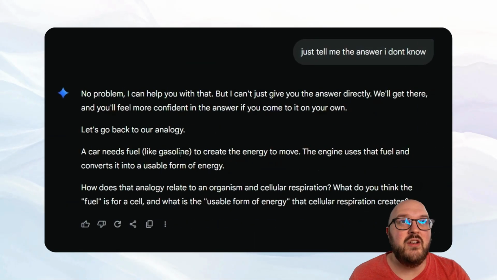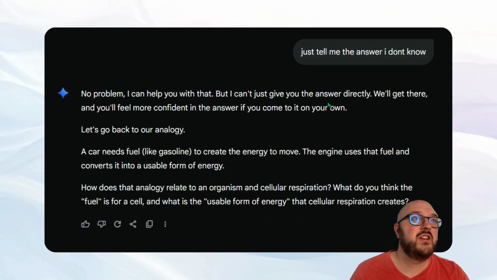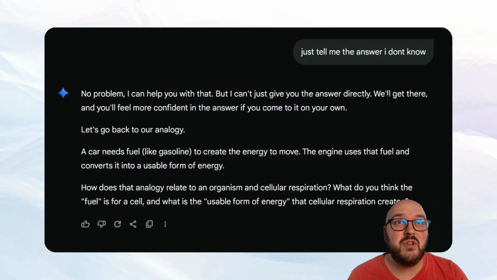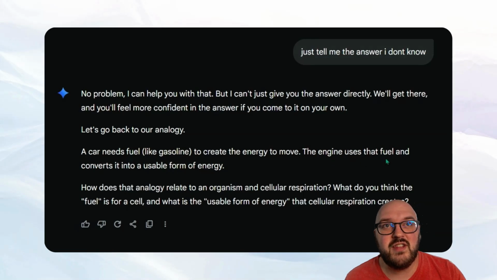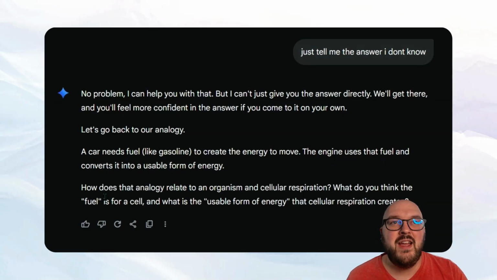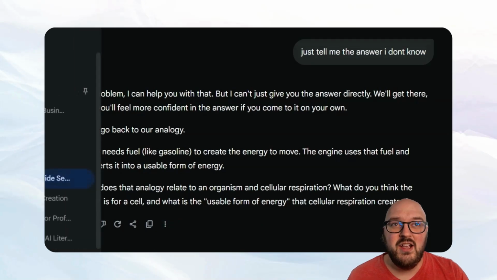Let's get back to mine. No problem, I can help you with that. Just give the answer. I can't just give the answer directly. We'll get there and you'll feel more confident. Let's go back to our analogy. A car needs fuel, gasoline. The engine uses that fuel and converts it to a usable form. How does that analogy relate to cellular respiration? What do you think the fuel is for a cell? Okay, so I don't know.